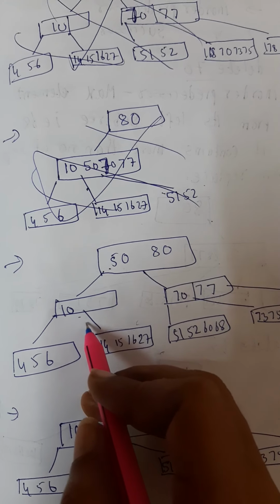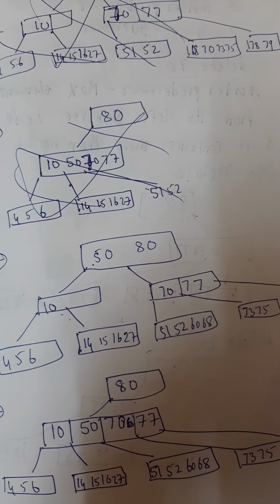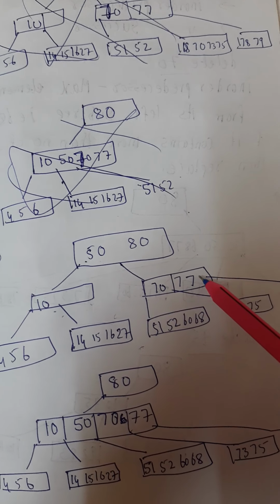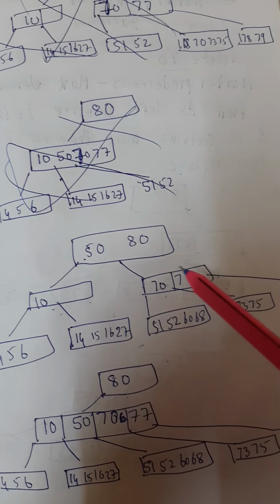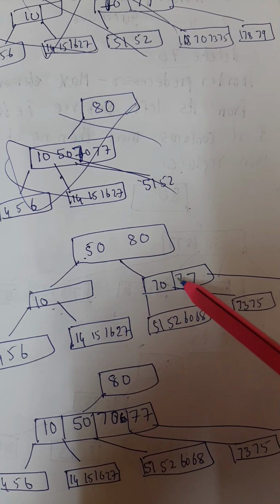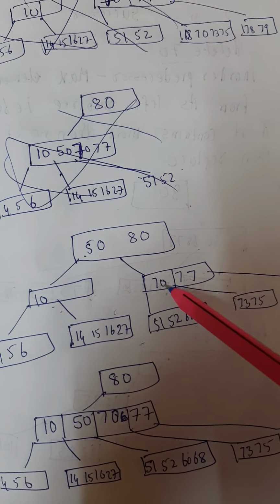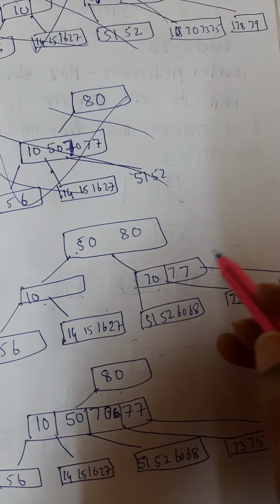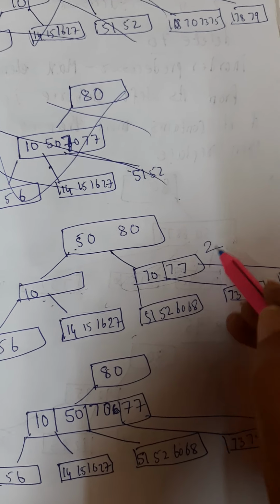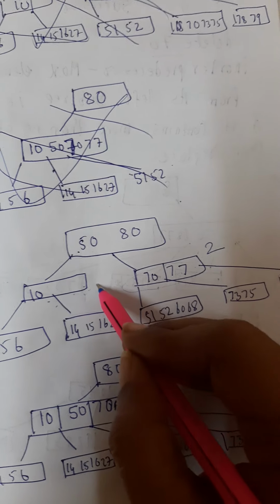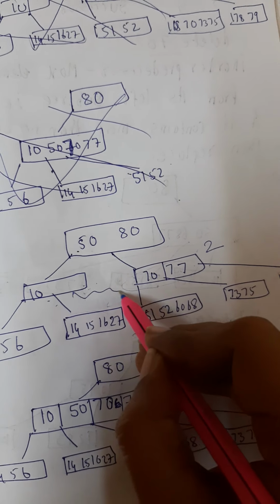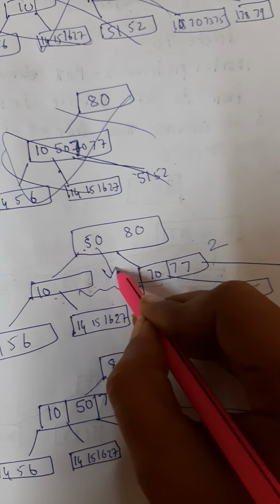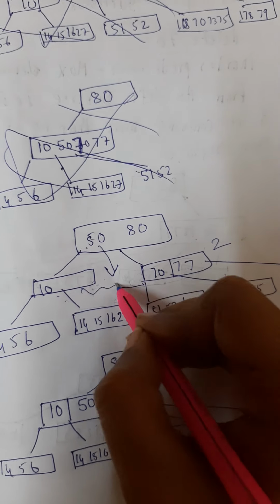Now if it is violating the property, what we have to do here is, it will ask for the right child. It will ask the right sibling whether it can spare a child. How many do you have in the right here? 2. It is having only the minimum 2. So it cannot spare. Now in that case, what will it do? It will go for merge and this 50 will come down.